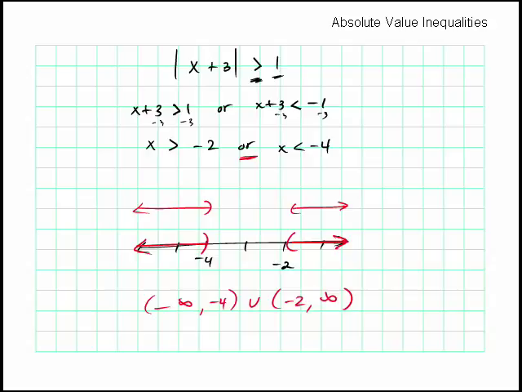Okay, couple quick things here just to mention now. And that is, what if we have, for instance, absolute value x minus 3 is greater than negative 5. Now we'll also compare it to this. Absolute value x minus 3 is less than negative 5. Notice that we have a negative number on the end there.